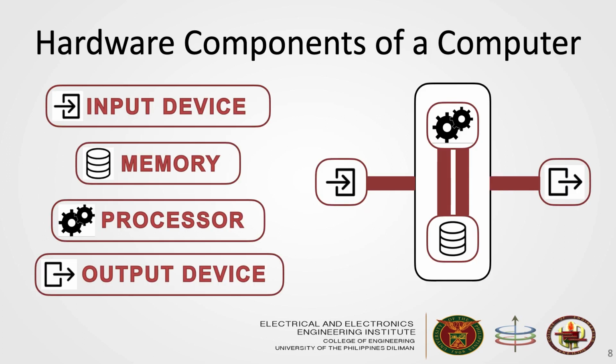The four major hardware components of a computer are strongly based on its four major tasks. It has at least one input device, at least one storage memory, at least one processor, and at least one output device. Let's look at input devices first.